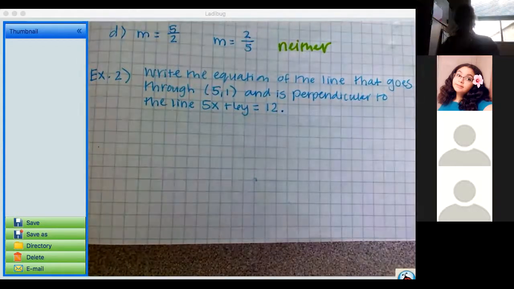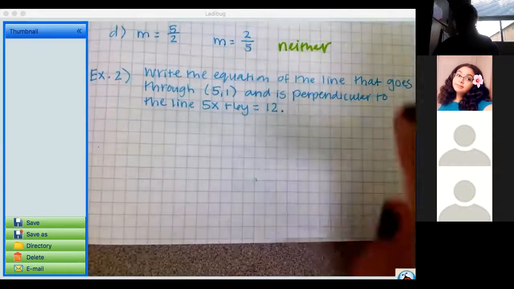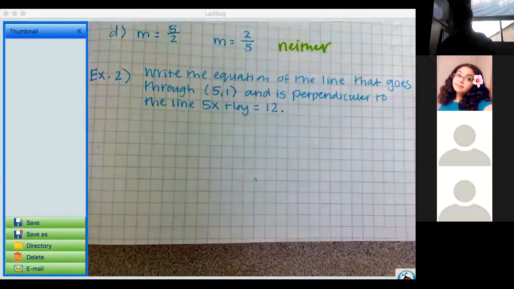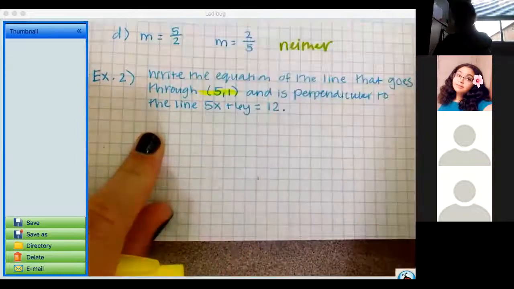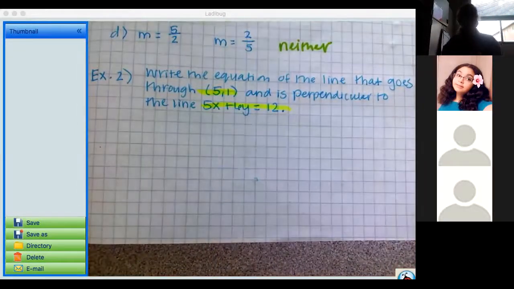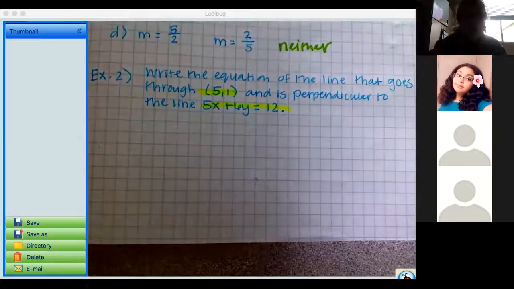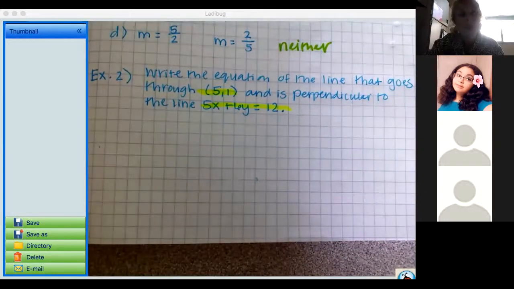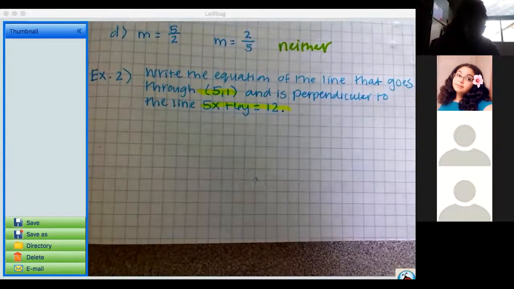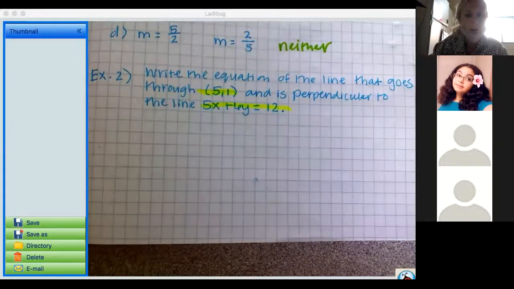All right, so here's what I'm asking you to do. Write the equation of the perpendicular line. I gave you a point that it goes through, and I gave you the original line that it's going to be perpendicular to. Does everybody see that? There are 2 ways to do this problem. I'm going to show you both ways. You can pick whichever one makes sense to you, okay?